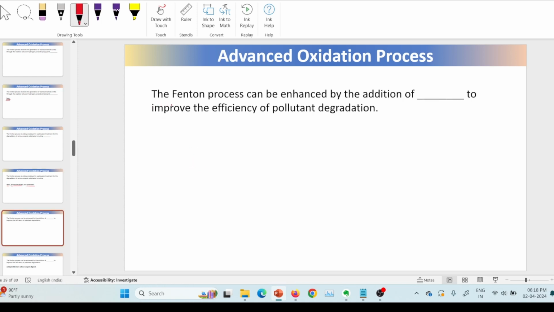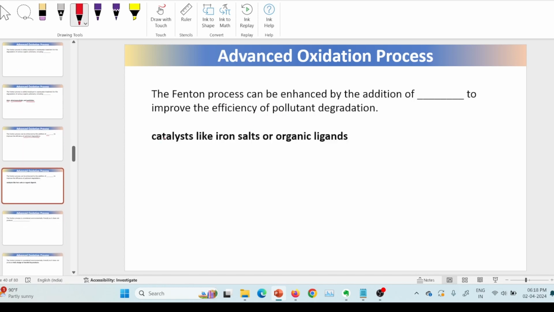The Fenton process can be enhanced by the addition of catalysts like iron salts and organic ligands to improve the efficiency of pollutant degradation. So if we add these substances, our efficiency can be improved.